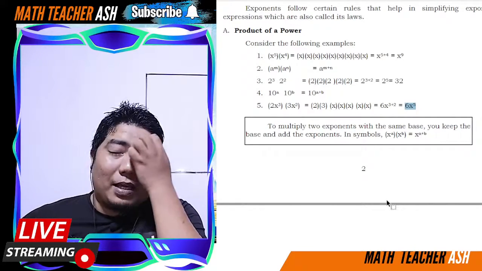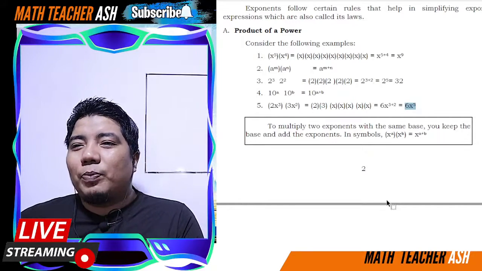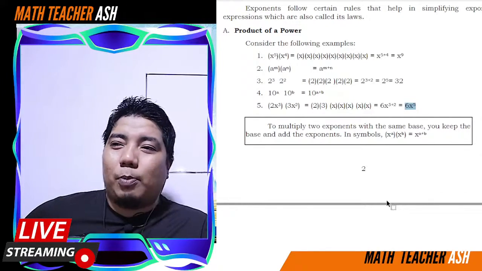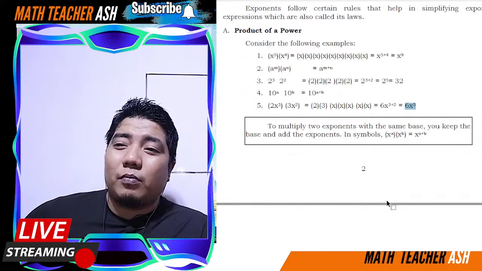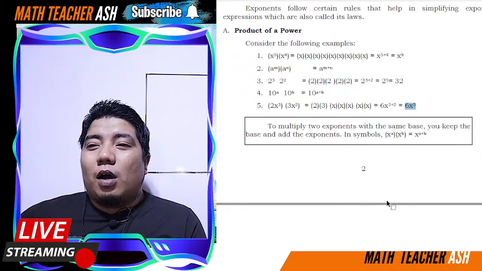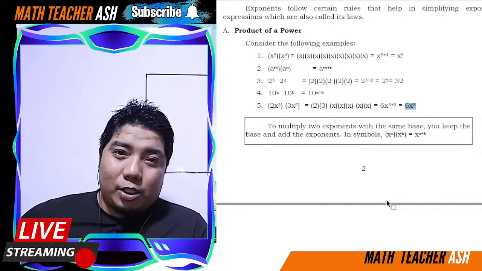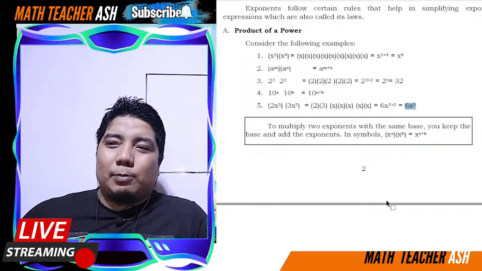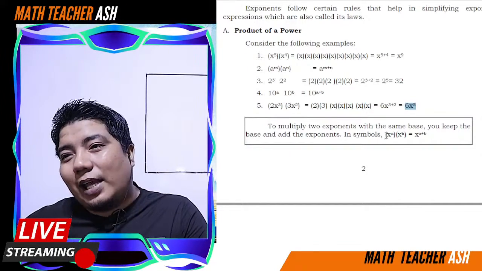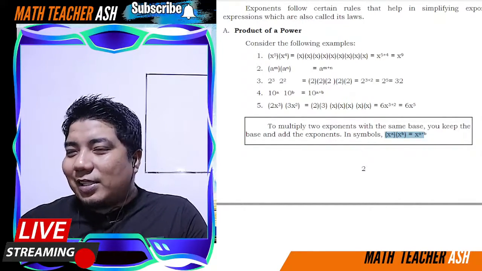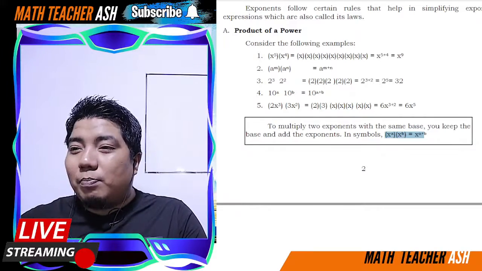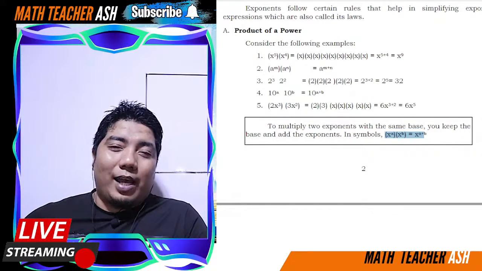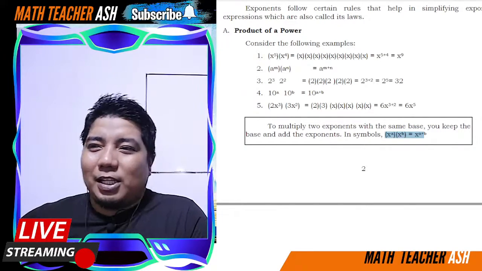Okay, so ano ba ang magiging conclusion natin dito? Now, if you multiply two exponents with the same base, therefore, you keep the base, you copy the base, and then you add the exponent. In symbols, that is just like this. Okay, x to the power of A times x to the power of B. Therefore, your final answer is x to the power of A plus B.